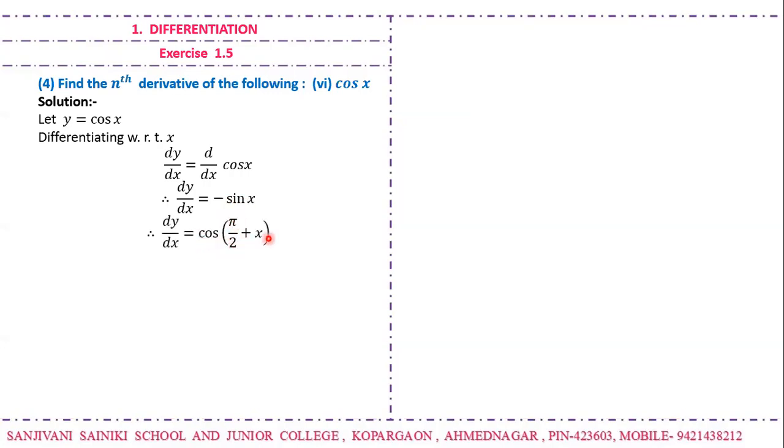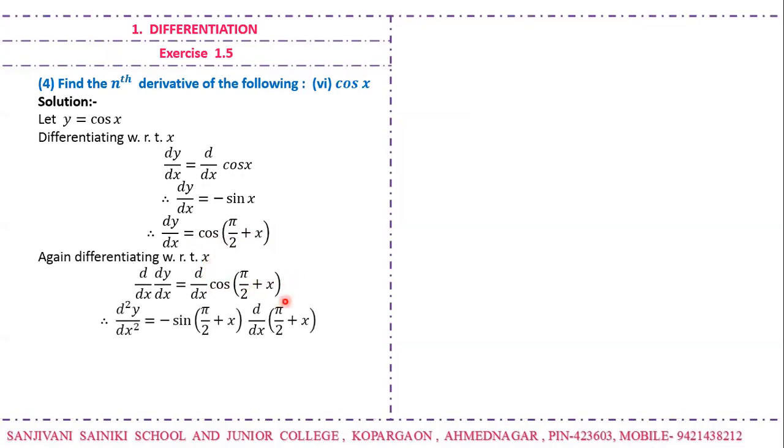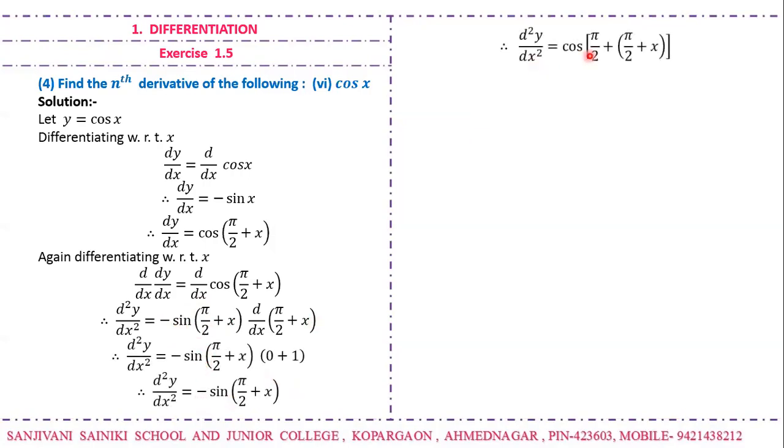Cos of 90 plus x is minus sin x, and this is the first order derivative. Differentiating with respect to x, cos f of x is minus sin f of x into f dash of x, but f dash of x is the derivative of pi by 2 plus x, which is 1, so again we are getting minus sin of pi by 2 plus x. Now here again I will use the same formula: cos 90 plus theta is nothing but minus sin theta.